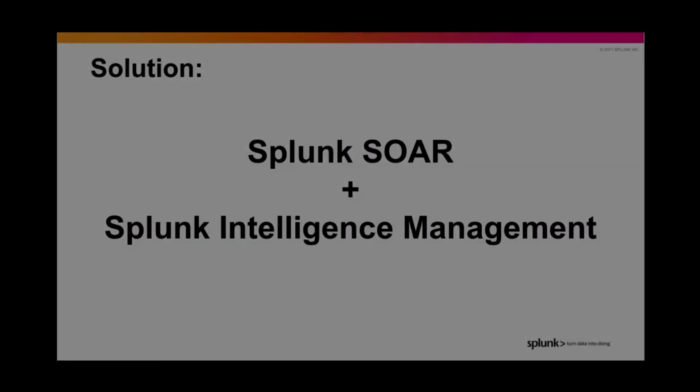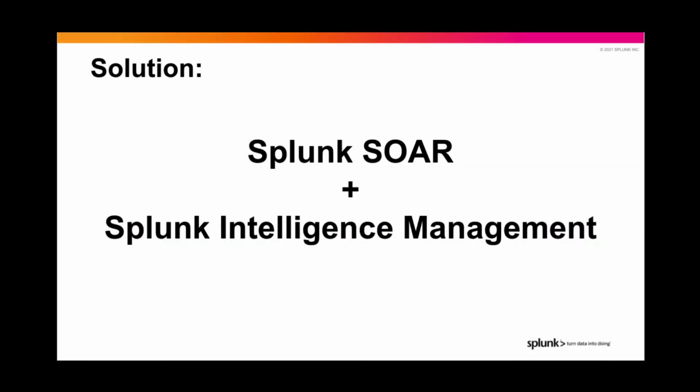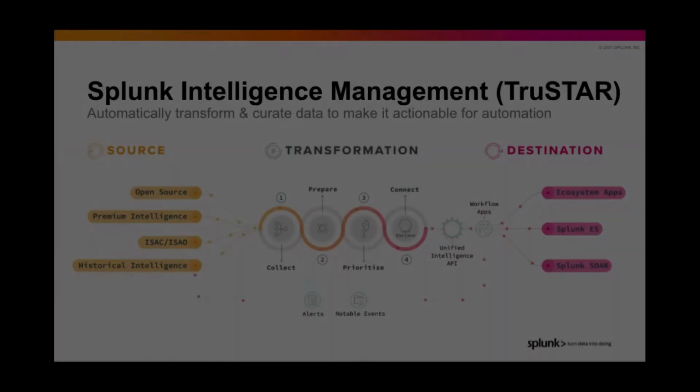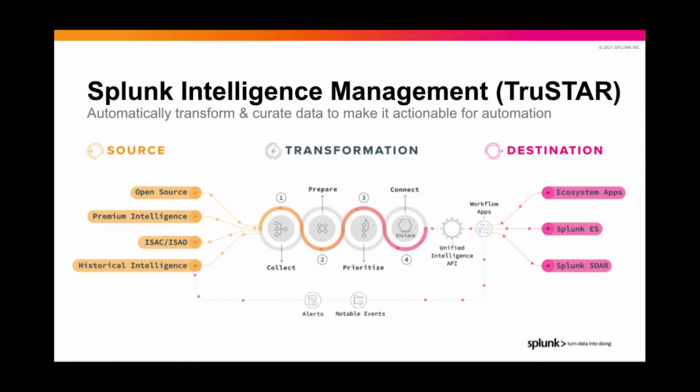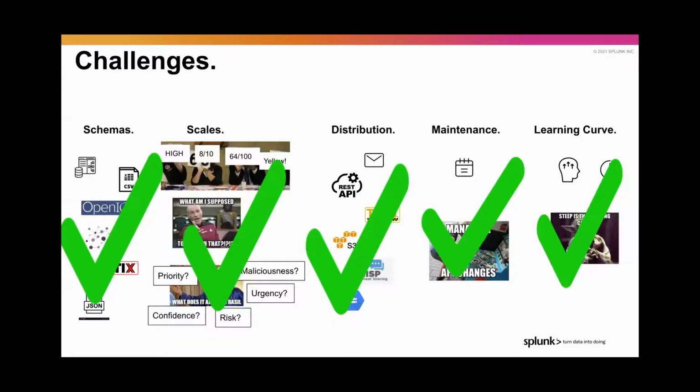Splunk SOAR and Intel Management, formerly TruSTAR, have come together to help reduce these challenges. Splunk Intelligence Management ingests intelligence from 70 plus sources, normalizes, prioritizes, prepares it, and disseminates it into the tools you need it in. In this case, we're discussing Splunk SOAR. Combining Splunk SOAR with Splunk Intelligence Management alleviates all of these challenges so security personnel can focus on investigating and responding to security threats.